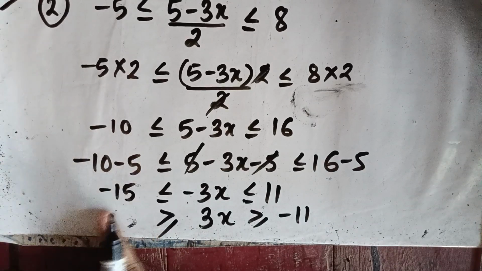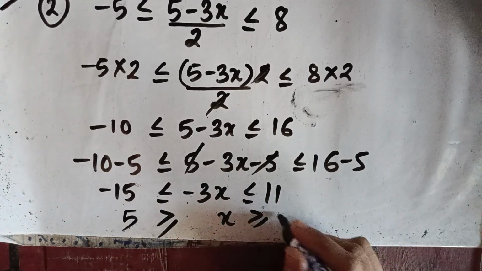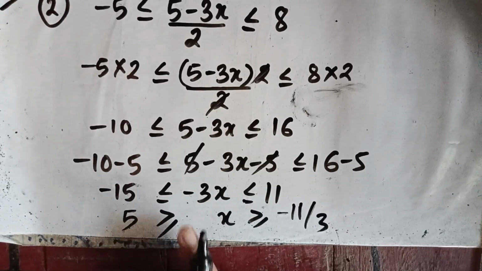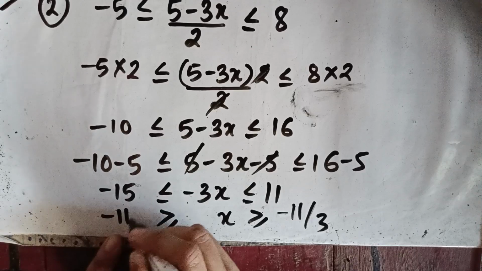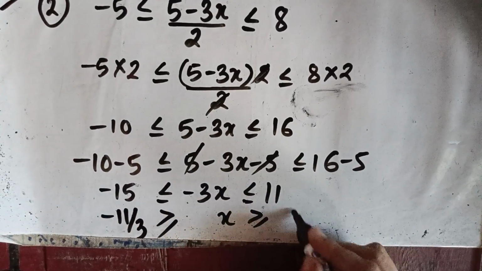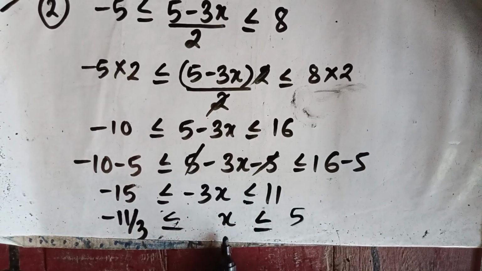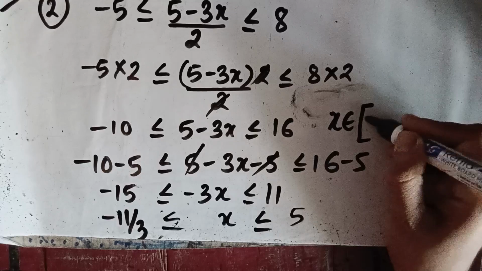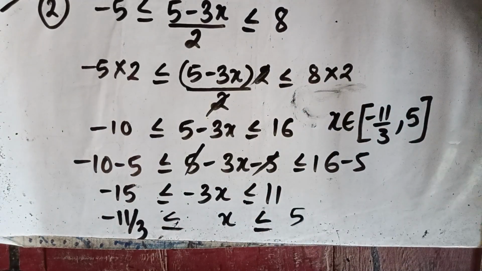So this becomes 5, and this is -11/3. So this we can write again: if you want to change the inequality, then this 5 will come here and the inequality changes to less than or equal to. So x is between these two numbers. So x belongs to [-11/3, 5]. Okay.